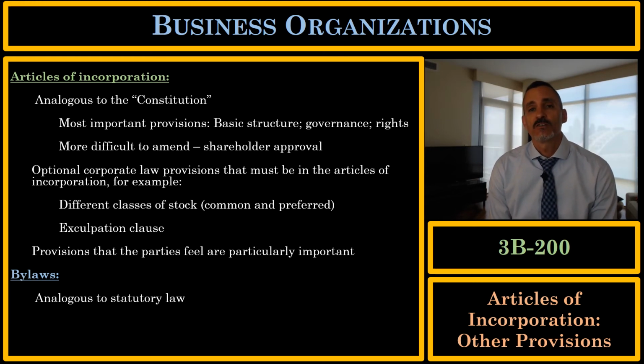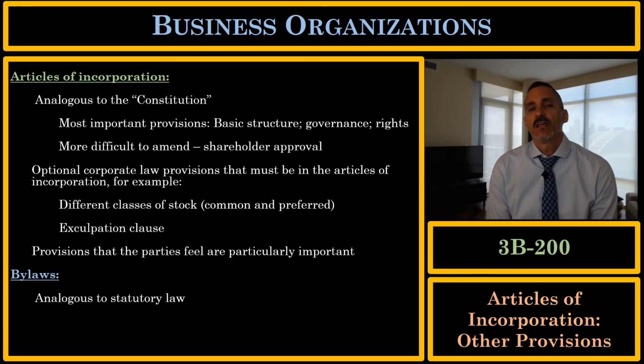If we want our corporation to have different classes of stock, like we've seen, such as common and preferred, we have to put that in the Articles of Incorporation. Later in the semester, we'll see an exculpation clause. An exculpation clause will exculpate our directors if they violate their fiduciary duties. In other words, they will not be liable for violating their fiduciary duties. This is a very important provision, and because it's so important, if the corporation elects to have an exculpation clause, it must be in the Articles of Incorporation.